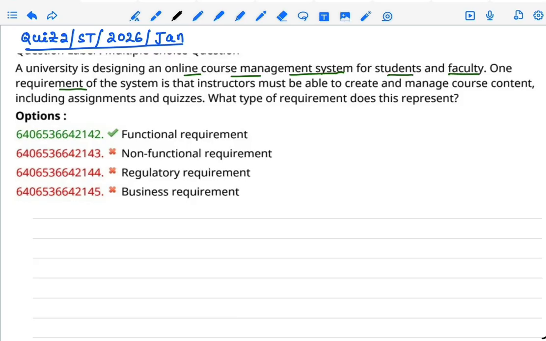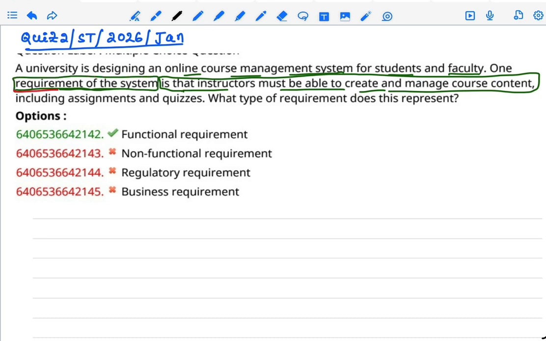One requirement of the system is that the instructor must be able to create and manage the course content. Friends, this is important. This is the requirement of the system: the instructor must be able to create and manage the course content, including assignments and quizzes. What type of requirement does this represent? So the answer for this question is functional requirements.